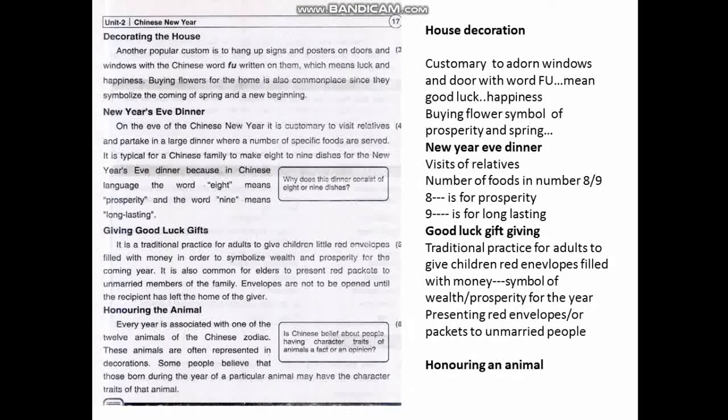Next one is about, why does this dinner consist of 8 or 9 dishes. So New Year's Eve dinner is particularly about 8 or 9 dishes. The reason is that the words 8 and 9 have some speciality in the Mandarin Chinese language, because 8 means prosperity and 9 means long lasting. So this is the reason.